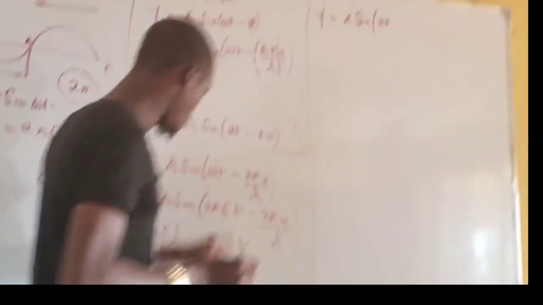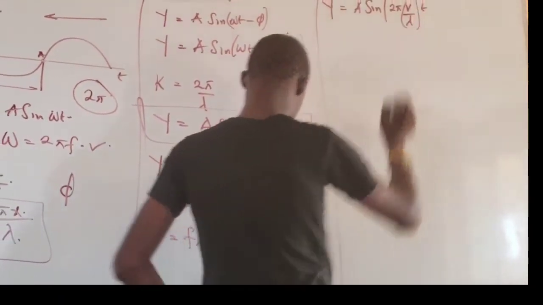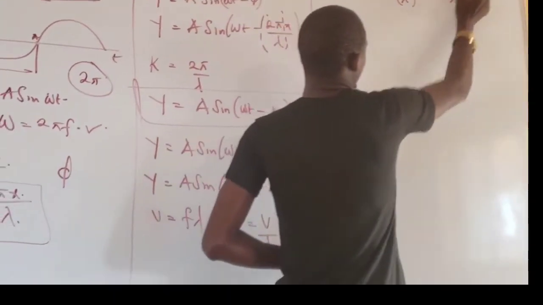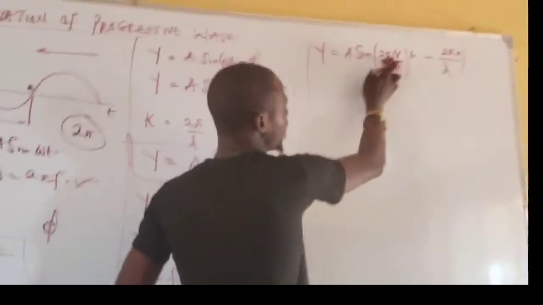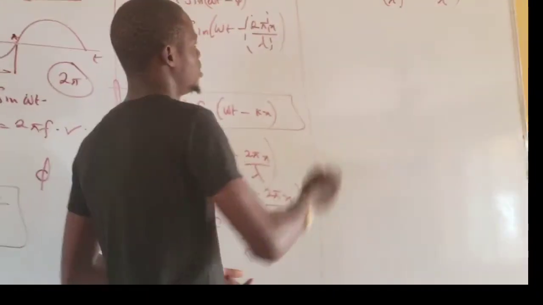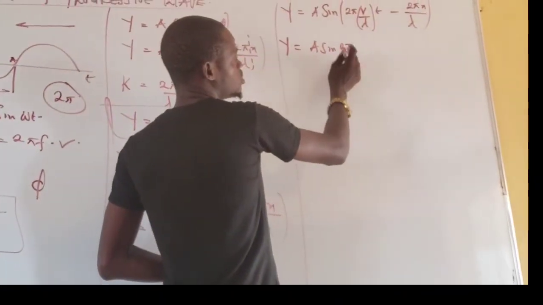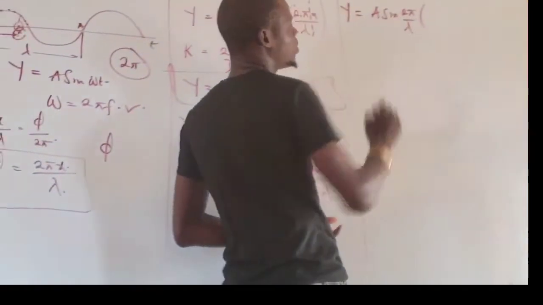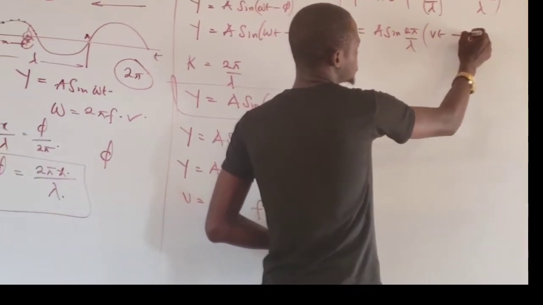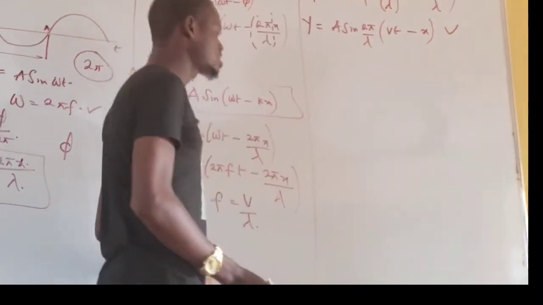Instead of f, I'll be putting v over wavelength times t, then minus 2 pi s over wavelength in brackets. Now there is 2 pi here, there is 2 pi here, there is wavelength, there is wavelength. Then you can easily remove something out here by saying y equals a sine 2 pi over wavelength. That will leave us with something of this kind: vt minus s. This is another form of the equation, vt minus x.